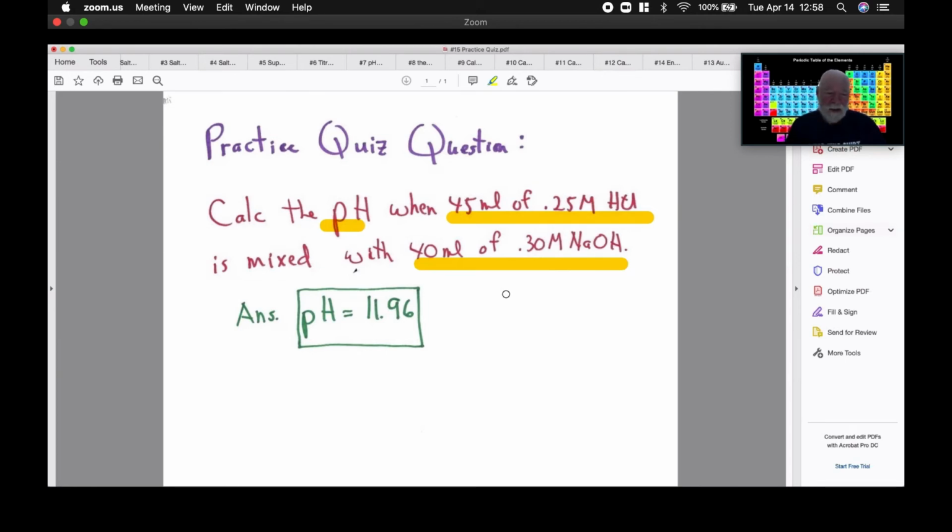Obviously, if you look at the answer, there must be some excess base. So therefore, you're going to get the excess hydroxide, get the pOH, and therefore calculate a pH. Okay, so here would be a typical exam question, Berg exam question. See if you work out the mathematics on this and get an answer of 11.96. If it doesn't work for you, okay, I'll see you tomorrow for office hours.